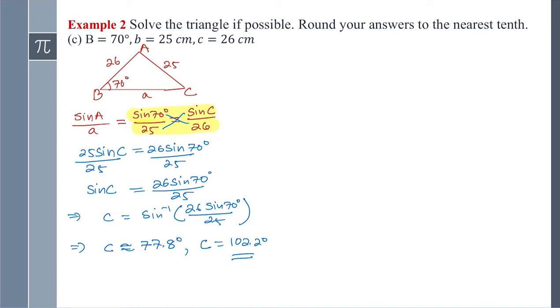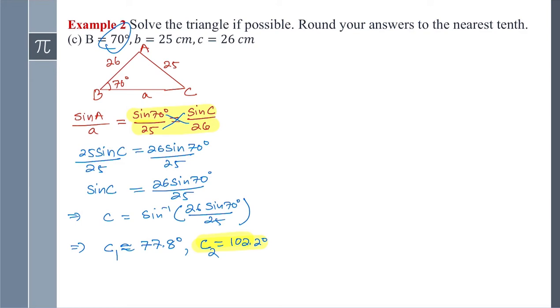So let's check if that obtuse angle is possible. We have 102.2. The given angle is 70 degrees. If we add, we get 172.2 degrees, which means it is less than 180 degrees. So this second angle is also possible. That means now we have two triangles. We'll say this is C1 and this is C2. So we have two different triangles now. We'll solve the first one and then we'll solve the second one.